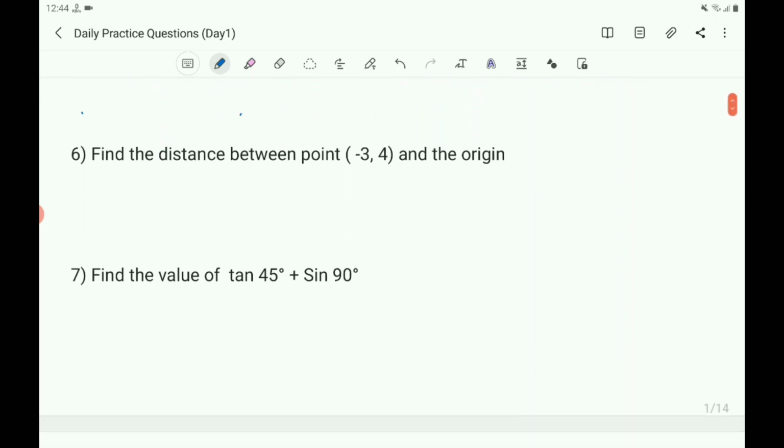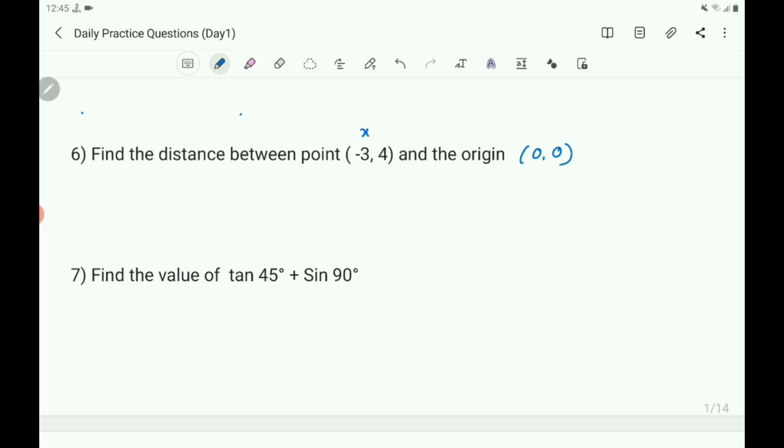Then find the distance between point -3,4 and the origin. You know the distance formula when the points are x1, y1, x2, y2. Here the origin means, you know the coordinates of the origin are 0, 0.